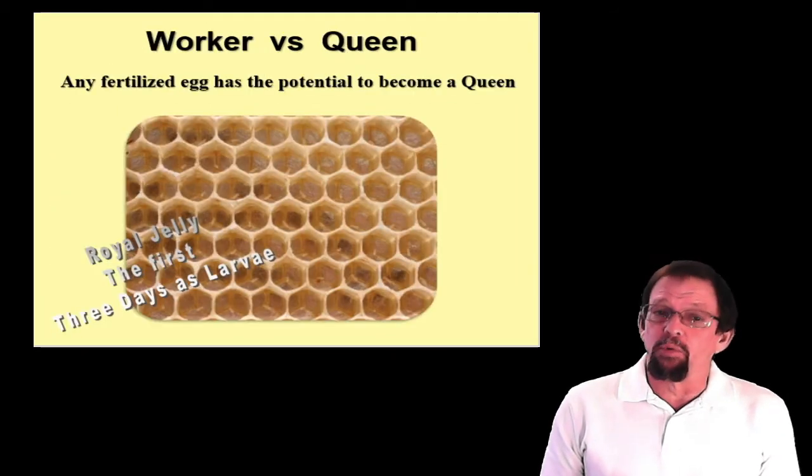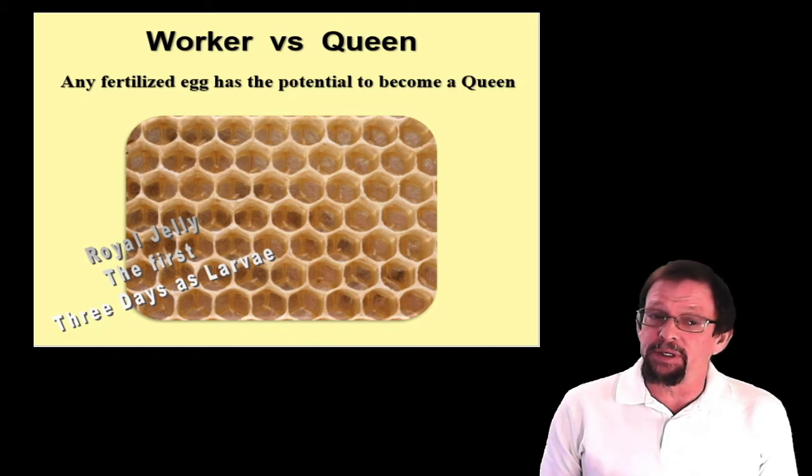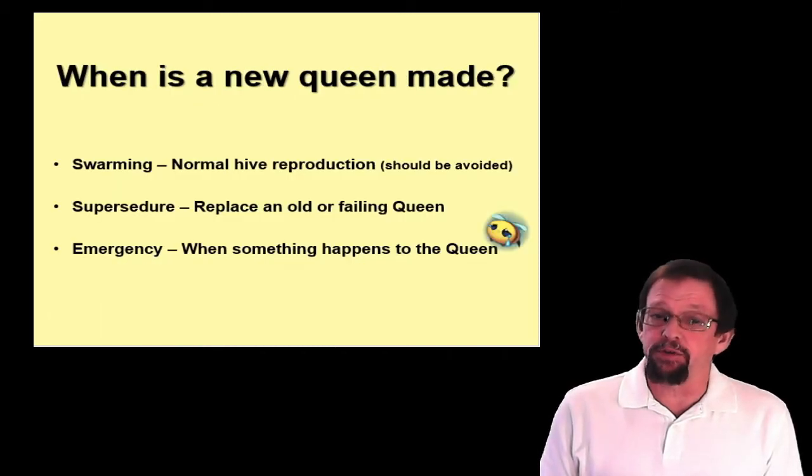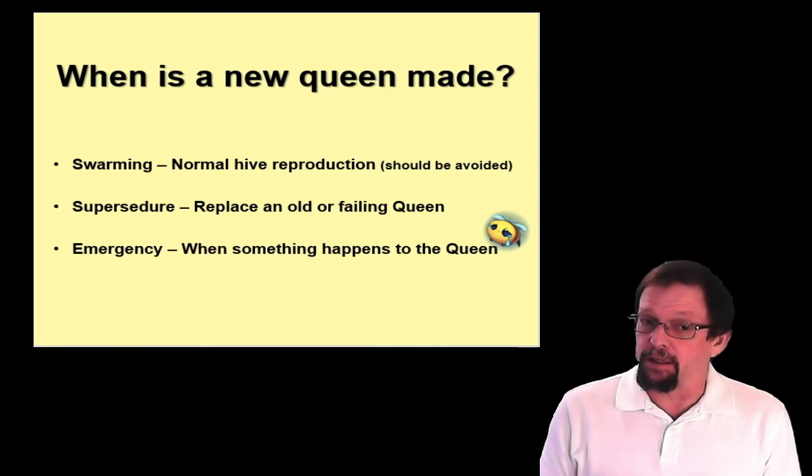So let's talk about worker versus queen. Any fertilized egg has the potential of becoming a queen. All the eggs are fed royal jelly for the first 3 days as a larva. When is a queen made? Swarming. And this is the natural reproductive cycle of a honeybee colony.